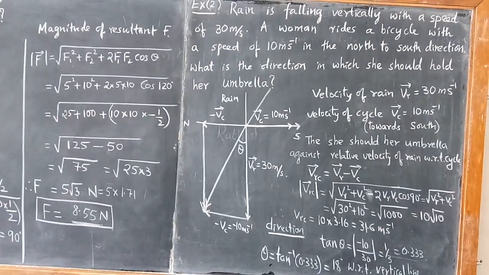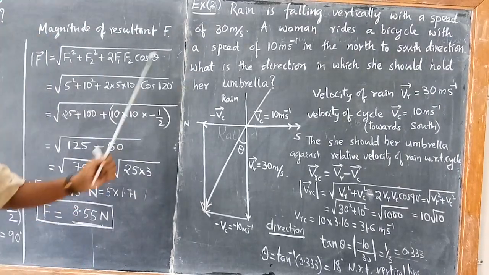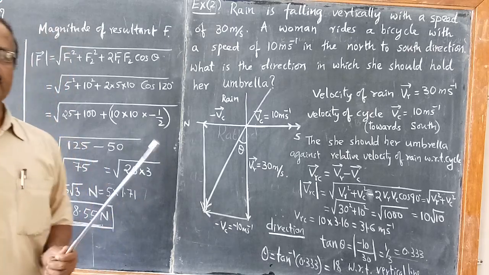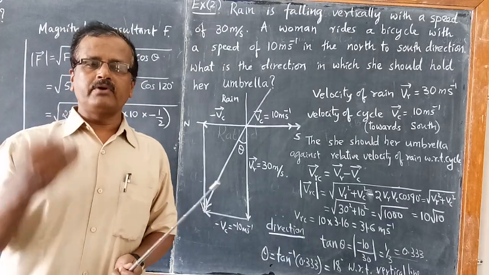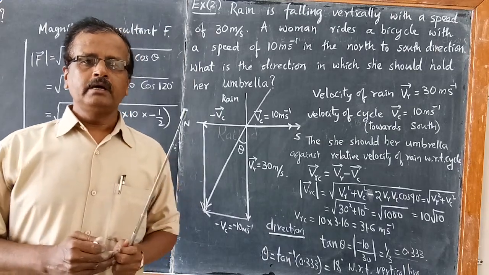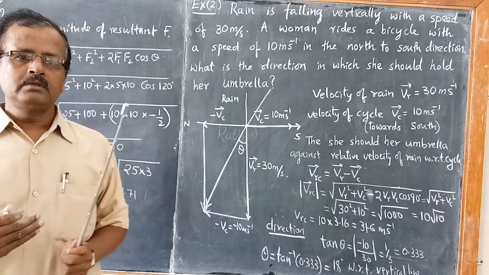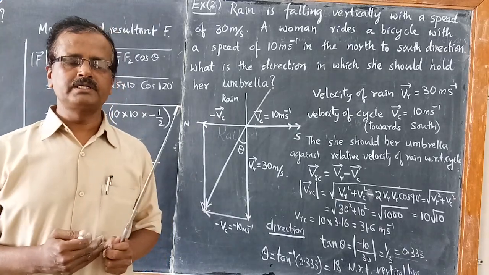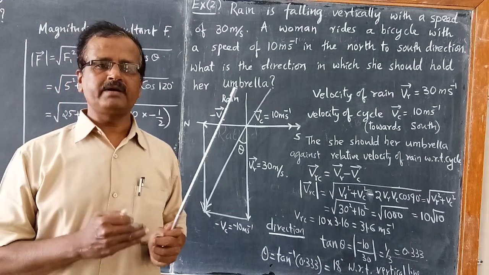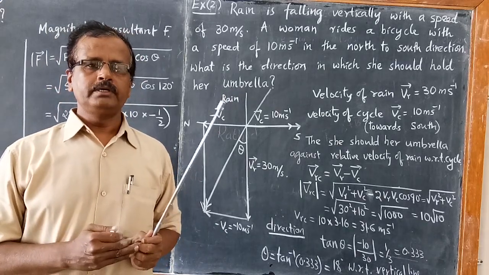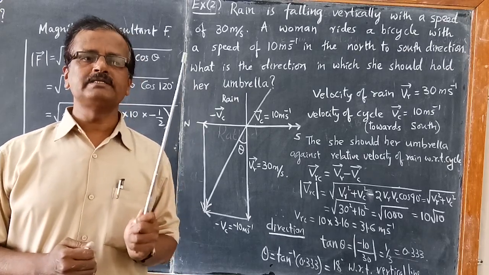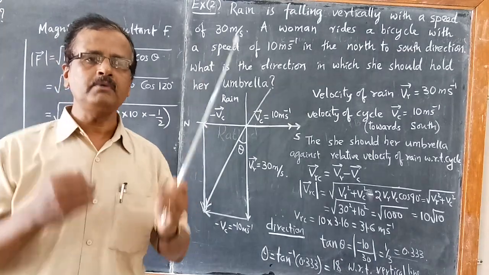Now let us see the second problem. This is again a problem of rain. Yesterday we solved a problem of rain. Yesterday's problem, if you recall, rain was falling vertically downwards with some 35 meter per second, and wind started blowing from east to west. A boy standing on the platform near a bus stop is holding an umbrella. In which direction should he hold his umbrella in order to protect himself from rain?